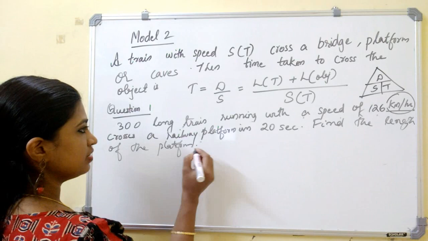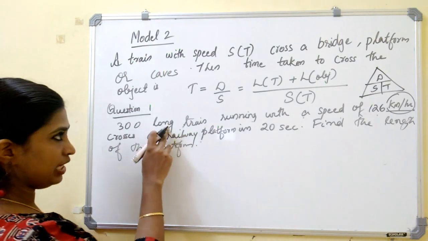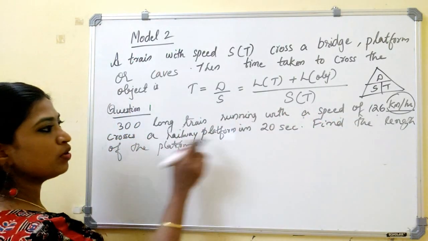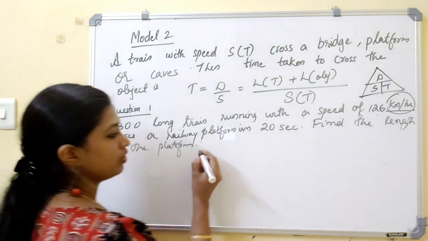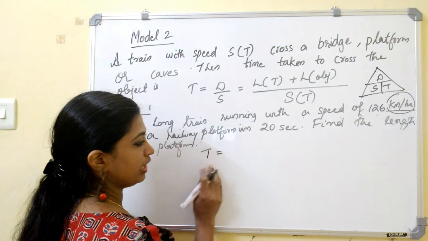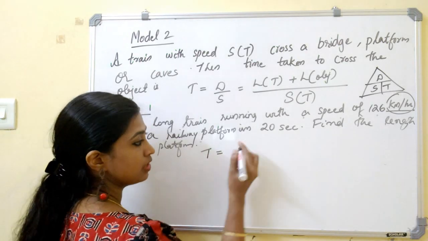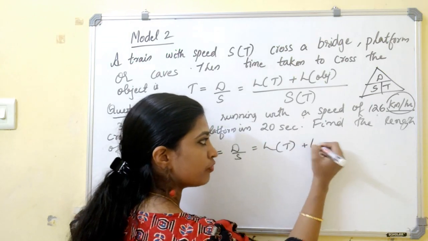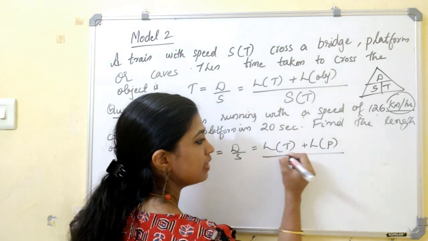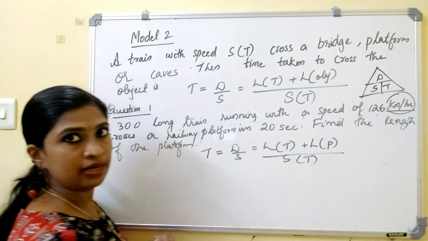Here we are given the length of the train, speed of the train, and also the time taken to cross the platform. We are asked to find the length of the platform. We know the formula for finding the time. Time is equal to distance by speed. Distance is actually length of train plus length of object, that is platform, by speed of train.